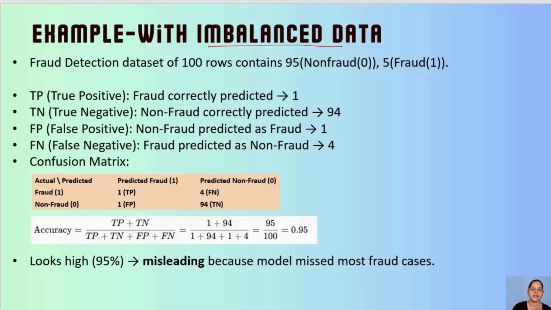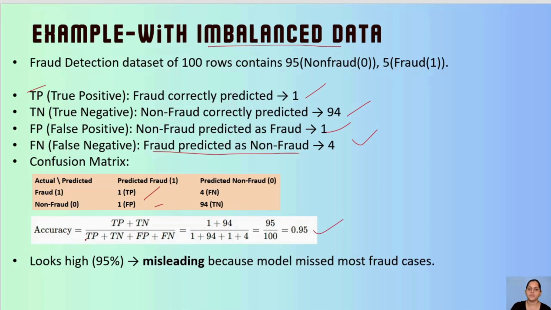Out of that, I have taken a summary of the counts from the data set. I am getting 1 fraud correctly predicted, true positive. True negative, non-fraud correctly predicted, is 94. False positive, non-fraud predicted as fraud, is 1. False negative, fraud predicted as non-fraud, is 4. And this is how my confusion matrix looks. Then this is the accuracy score I got: 0.95.